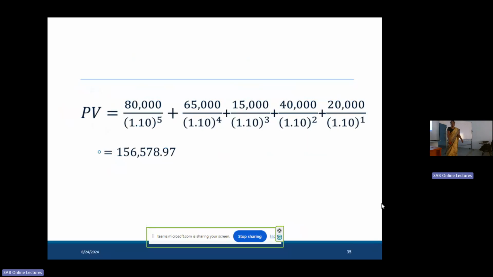What is the value to the end of year 3? So here. What is the value?